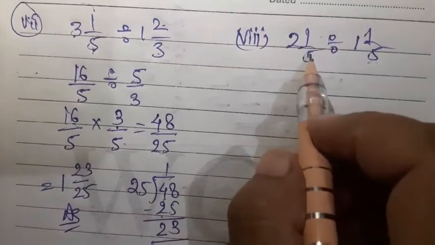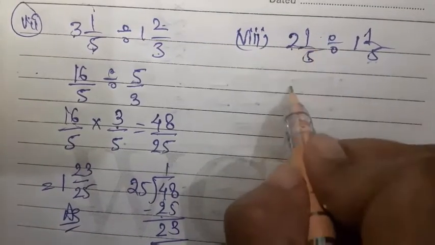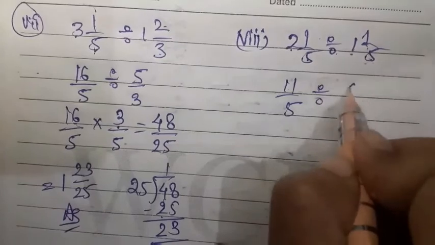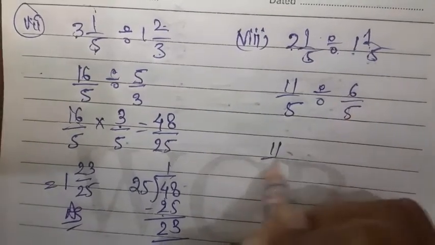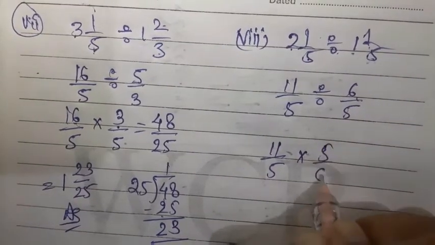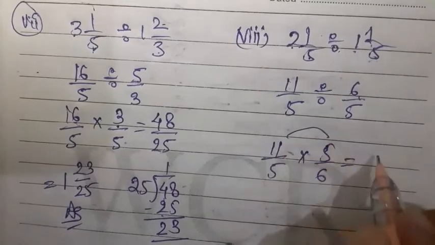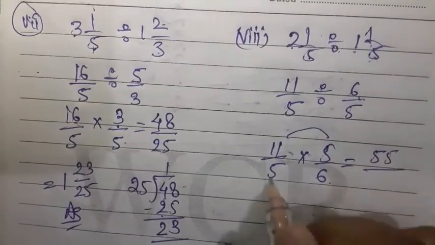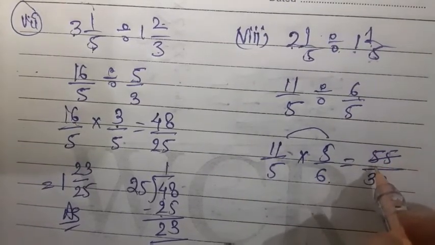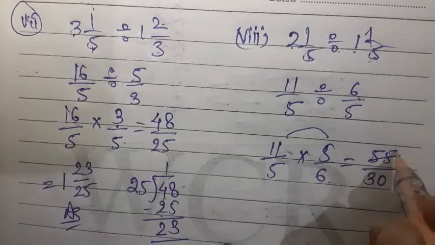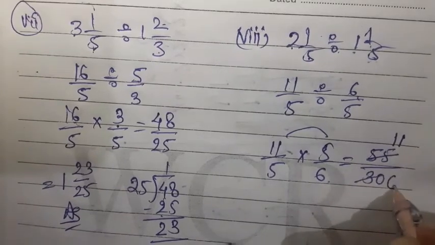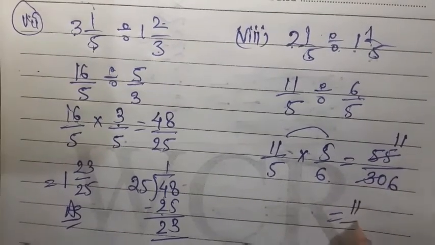Now here question number 8, 5 times 2 is 10 plus 1, 11 by 5, divided by 5 times 1 is 5 and 1, 6 by 5. Now change the sign. So here the reciprocal of 6 by 5 we have 5 by 6. Now multiply. So 11 times 5 is 55, and 6 times 5 is 30. Now here we cancel this value by 5. So here 5 times 1 is 5, and this one is 1, and 5 times 6 is 30. So the answer is 11 by 6.